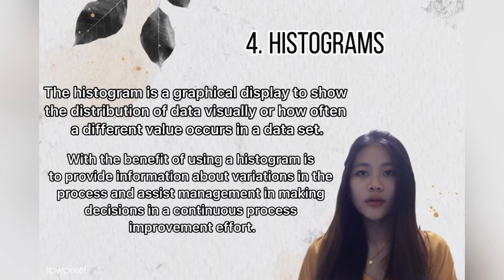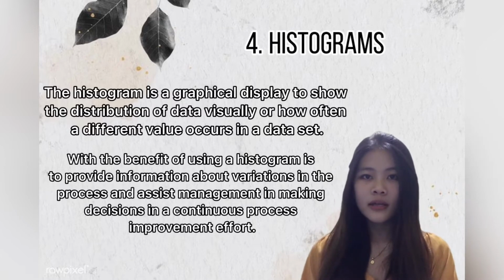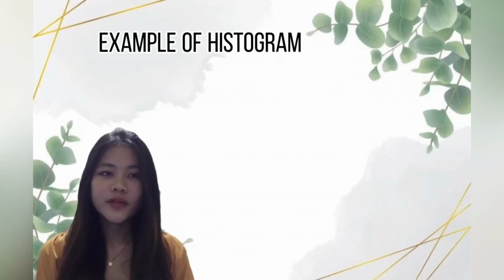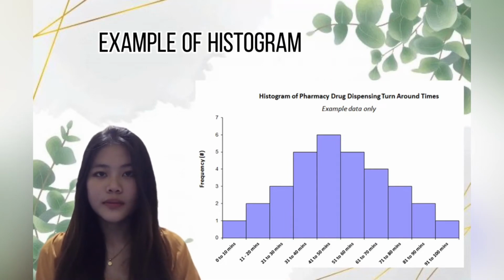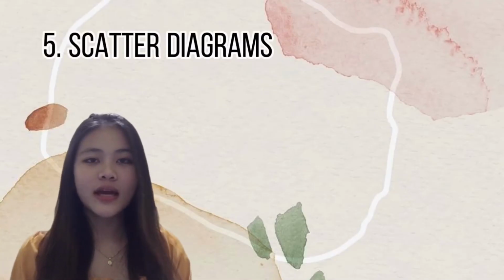The benefit of using a histogram is to provide information about variation in the process and assist management in making decisions in a continuous process improvement effort. The example of histogram, where the figure shows a histogram of pharmacy drug dispensing turnaround times. And next is scatter diagram.